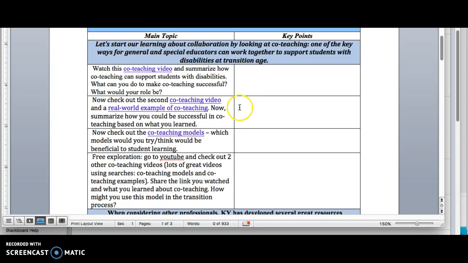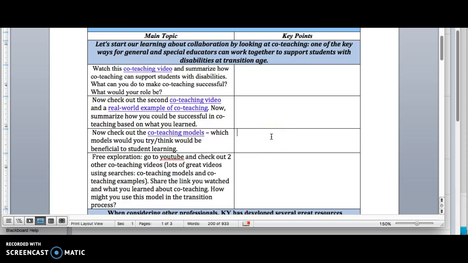As you're looking at those real world examples, again, I want you to apply that to your own potential teaching experience. So whether you are currently co-teaching or not co-teaching, still share how you could be successful if you had that perfect setup in place. Looking at the co-teaching models, I want you to talk about models that would be beneficial.